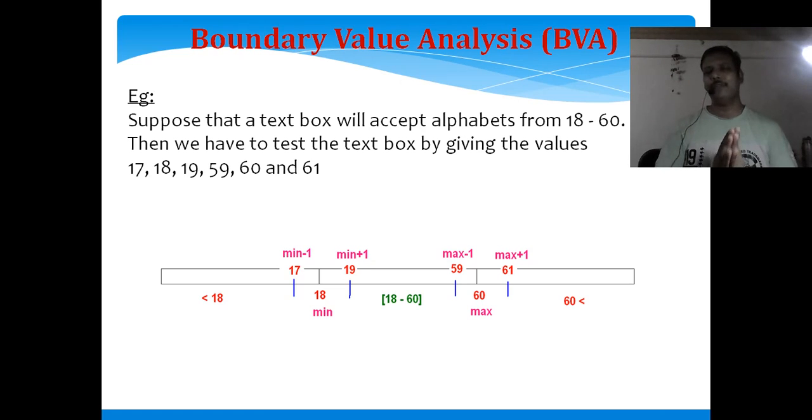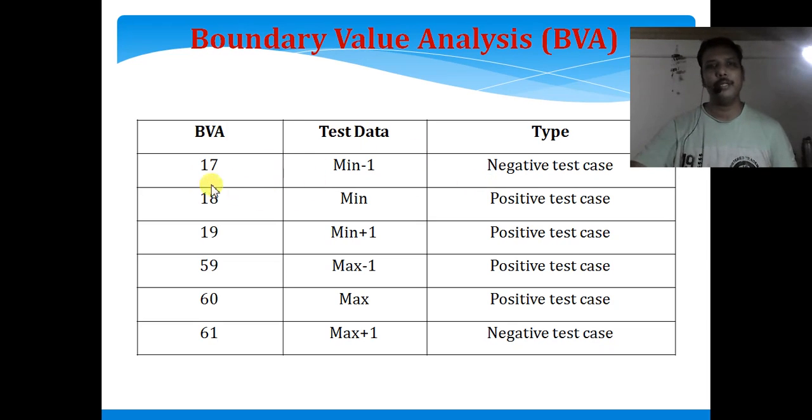Wherever there are range kind of inputs, we have to use boundary value analysis. Even though we can use ECP also, it is more appropriate to use boundary value analysis. I hope you understood what boundary value analysis is. Here I have given the same example. This is the range. This is minimum minus one, minimum plus one, maximum minus one, maximum plus one. There are four positive test cases and two negative test cases. That's how we are going to cover the entire test case.